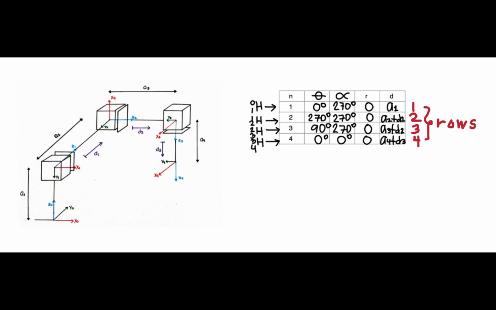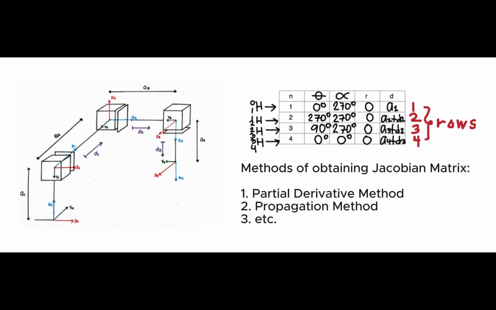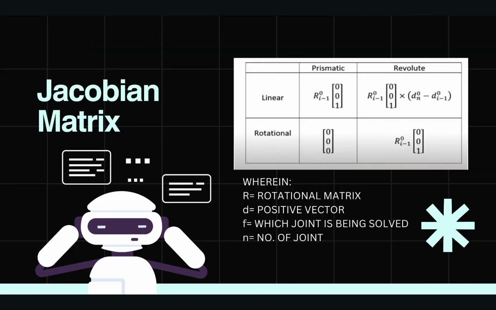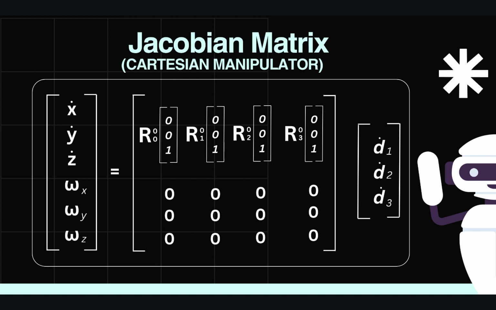So this is our Cartesian manipulator. There are a lot of methods in obtaining the Jacobian matrix. First is the partial derivative method, second is the propagation method, and so on. But we will use the linear algebra method. In this method, R is represented as the rotational matrix, D is the position vector, F is which joint is being solved, and N is the number of joints. Our Cartesian manipulator is composed of prismatic joints only, which is why we are going to use the formula for linear and prismatic only.